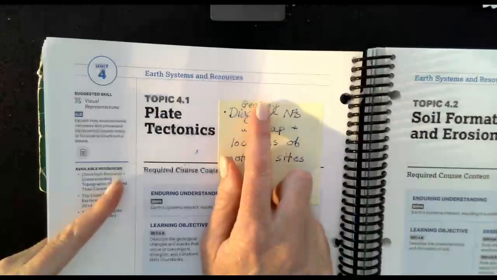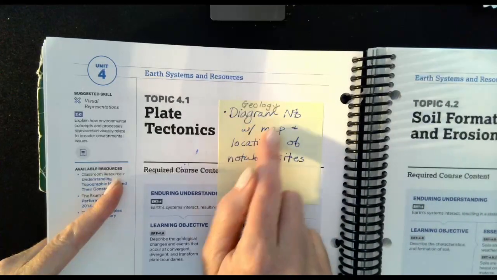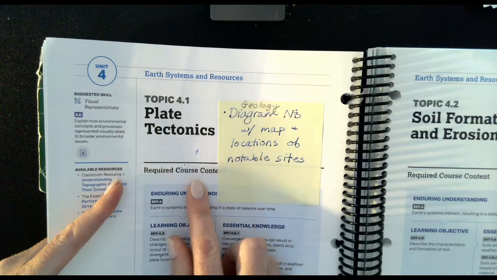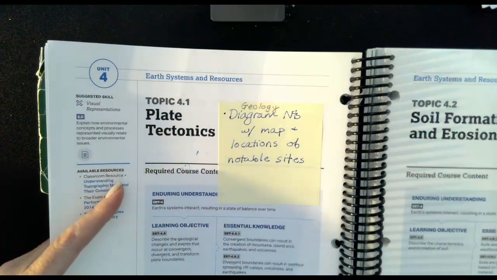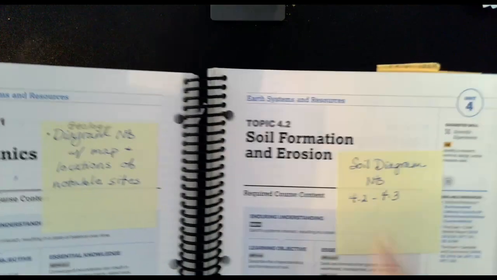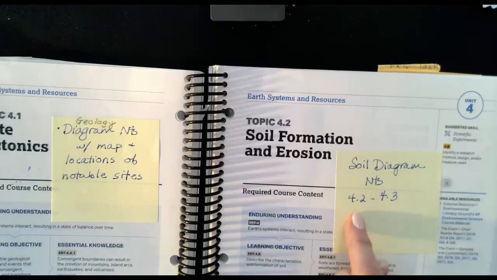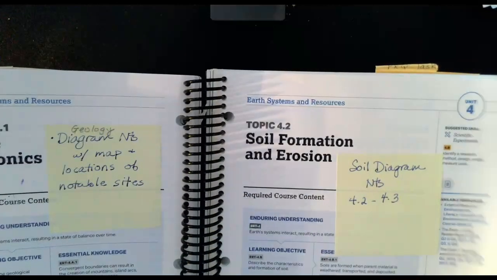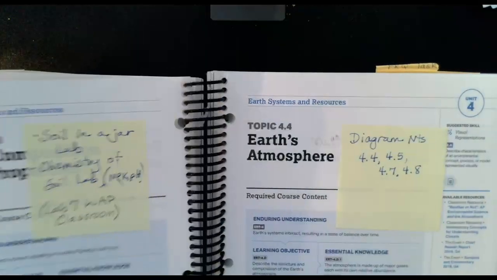So for topic 4.1, we have geology diagram notes with a map of notable sites for plate tectonics, including how the different plate tectonic stuff works. And then we have soil formation. I have soil diagram notes that we'll go through with 4.2 and 4.3.